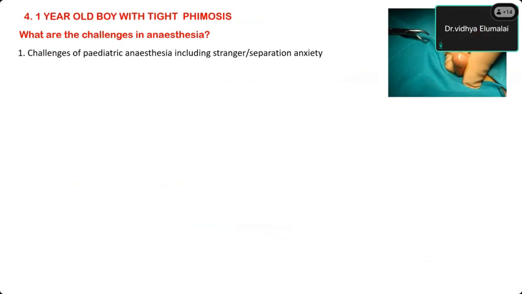Spasm. Bradycardia. Straight away bradycardia. After that, hypoxia. With a caudal block, you are not giving GA. The patient is breathing spontaneously. Bronchospasm. Laryngospasm. That is a very, very important, dangerous complication that can happen in circumcision surgery.